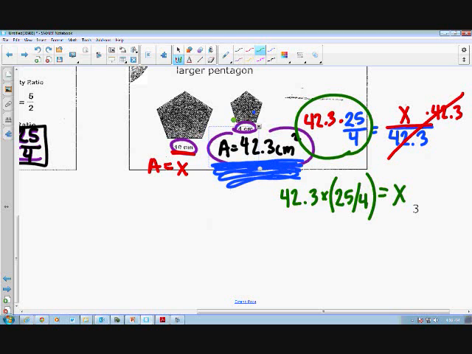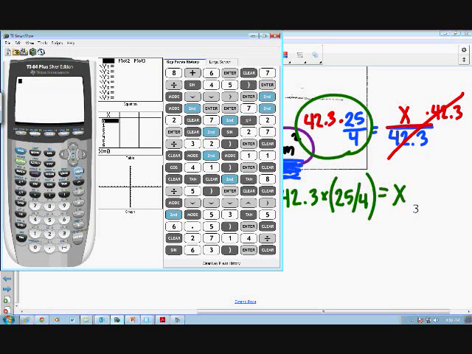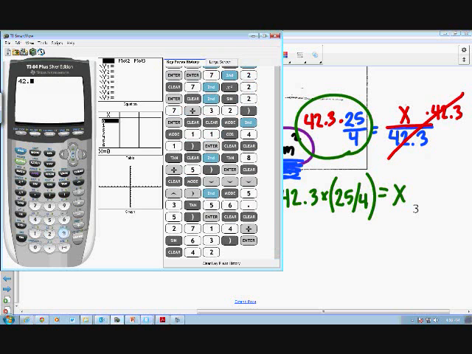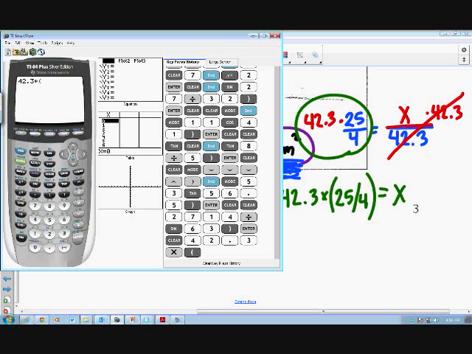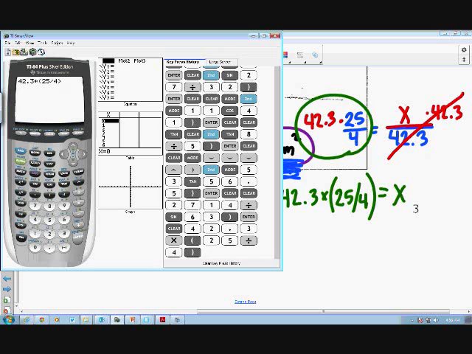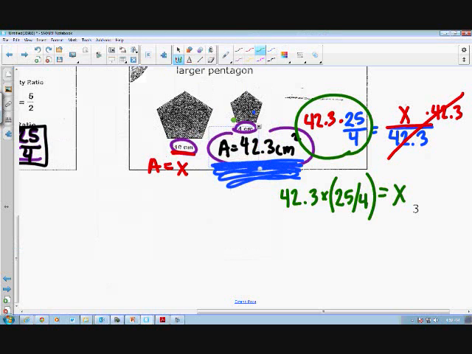Okay, I'll bring mine up now and type it in. Hopefully you've already done it. 42.3 times, I use parentheses around fractions always, 25 divided by 4, close the parentheses, and I get 264.375. Let's write that down. What was it again? I have it right here. 264.375.